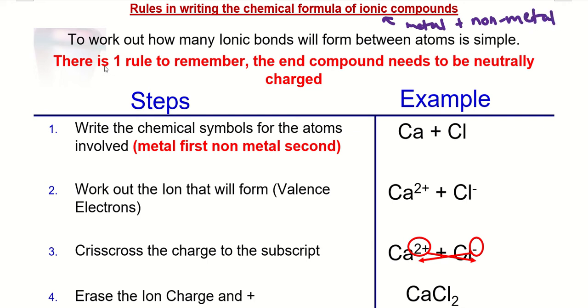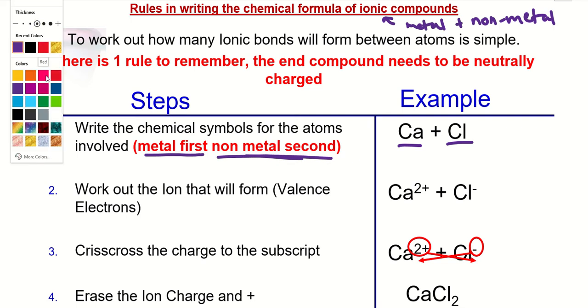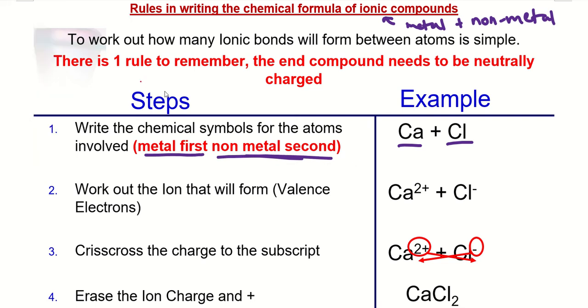When it comes to writing out ionic bonds, firstly you need to identify the symbol that you're dealing with. So you must write the chemical symbol first. Always remember that the metal is written first. In this case, it's calcium. And then the non-metal comes second. In this case, chlorine. Okay? I'll just change the color. Taking the pen. So here is calcium. And here is chlorine.